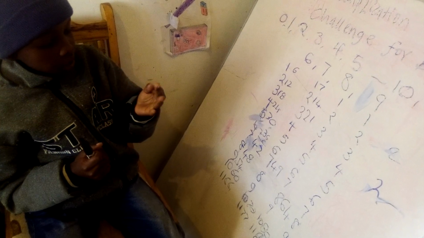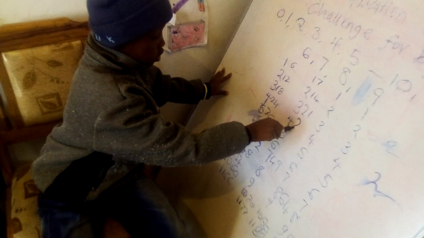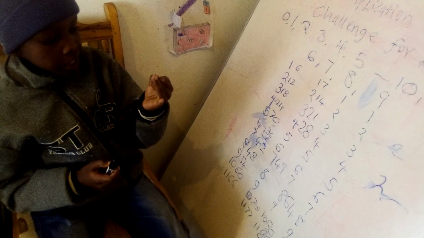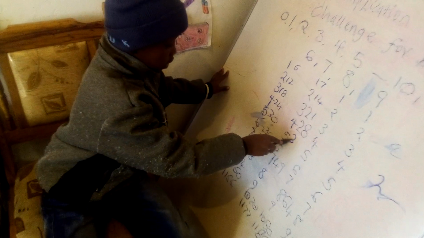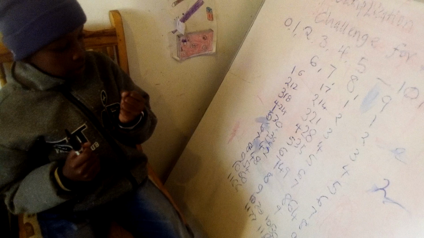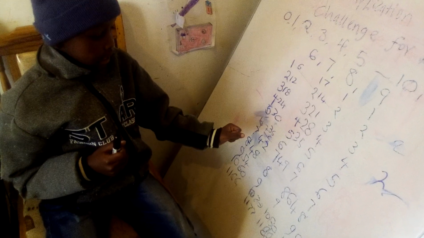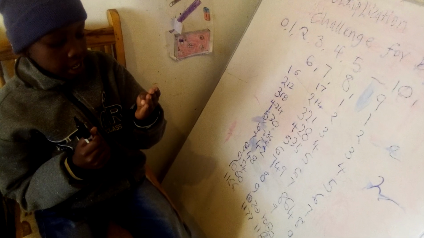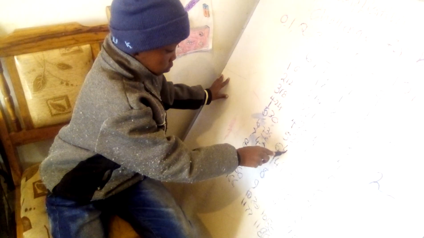4 times 7 is 4, 8, 12, 16, 20, 24, 28. 5 times 7 is 5, 10, 15, 20, 25, 30, 35. Right here, 35. 6 times 7 is: you take 35, you add 7. 35, 36, that's 7, that's 8, that's 9, 40, 41, 42. Right here, 42.